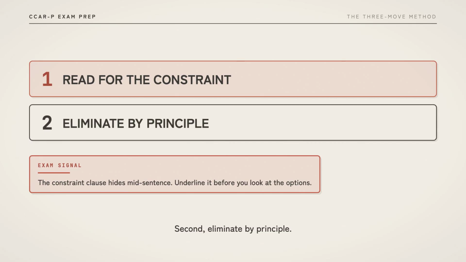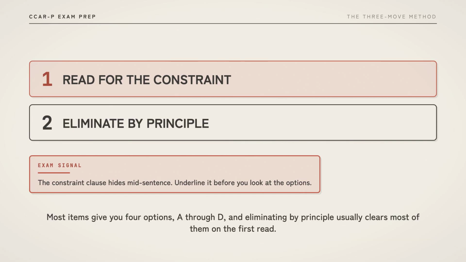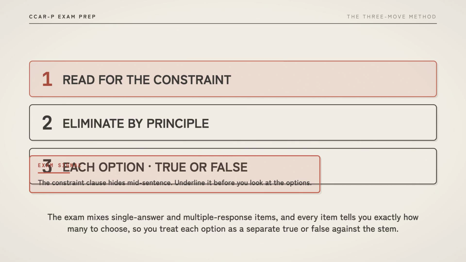Second, eliminate by principle. Don't ask which option sounds smart. Ask which principle the question is testing, name it, and throw out every option that breaks it. Most items give you 4 options, A through D, and eliminating by principle usually clears most of them on the first read. Third, when the item lets you pick more than one answer, judge each option on its own. The exam mixes single answer and multiple response items, and every item tells you exactly how many to choose, so you treat each option as a separate true or false against the stem.